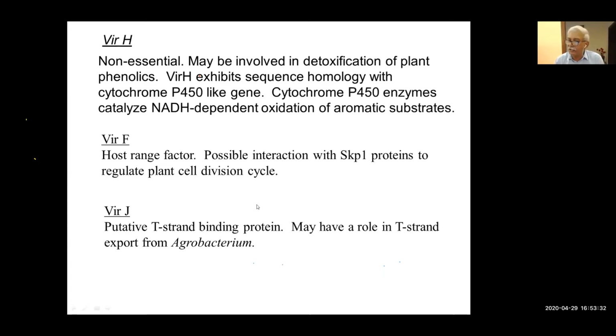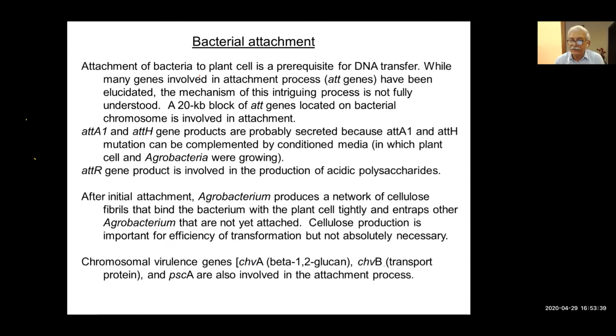So now you know all those essential Vir genes, okay? There is just one more, and that is the Att region on the virulence genes. The Att genes, especially Att-A1 and Att-H, are involved in making of the microfibrils of cellulose for attachment of the bacterial cell to the plant cell. Okay, I will show you shortly. That's very interesting. These are all the acidic polysaccharides which are secreted by these Att-A1 and Att-H genes.